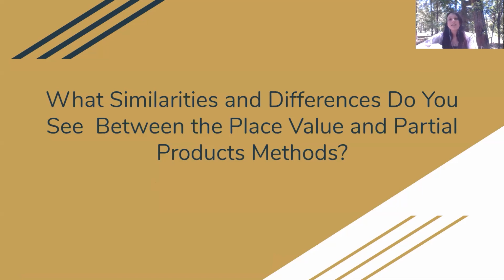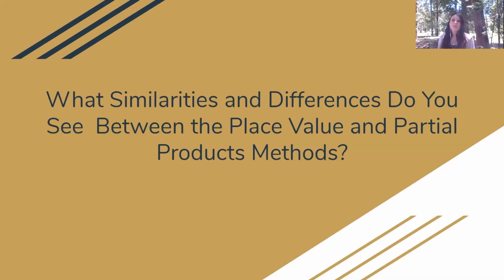So a difference that you can see is the way that they're represented, right? In our place value mat, you draw out the place value mat and then you draw out the shapes in each of the columns. In our partial products method, you're using only numbers. So we can say that the place value is more pictorial. It's more illustrated, you're drawing pictures. And the partial products method is only numerical, so you're only using numbers.